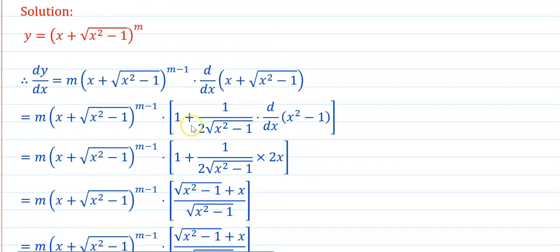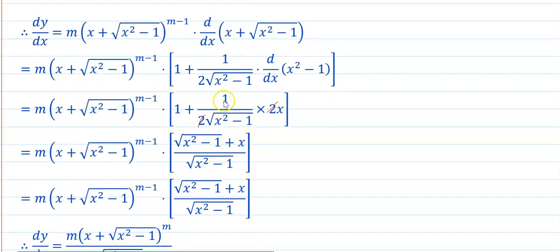The derivative of x is 1. So we get 1 upon 2 times root of x square minus 1 into d/dx of x square minus 1. The derivative of x square is 2x. Here the 2 gets cancelled, that is 1 upon x into 1. Here x comes, multiplying root of x square minus 1 by 1, that is root of x square minus 1 plus x upon root of x square minus 1.